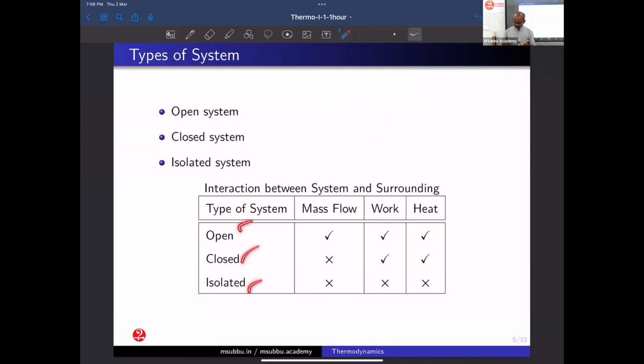For each and everything, better to know the examples. Here, an isolated system is a rigid, insulated container. And a closed system is a vessel that is already closed, and we don't add any mass during the process. Energy interactions in the form of work and heat both are happening. Open is the one allowing all kinds of transfer.